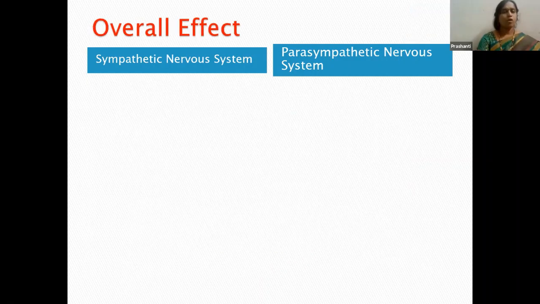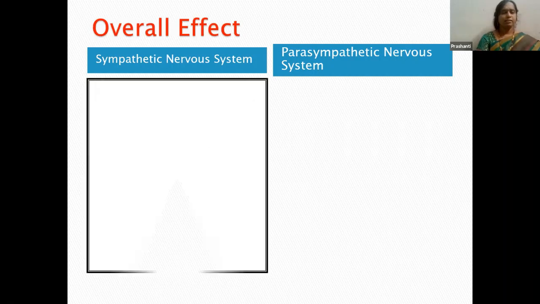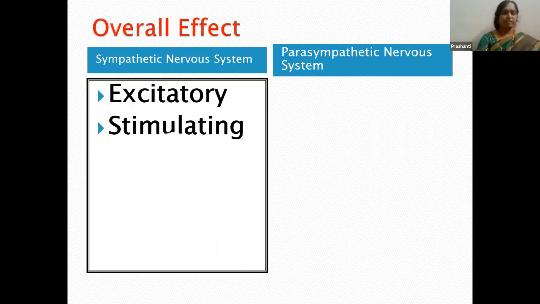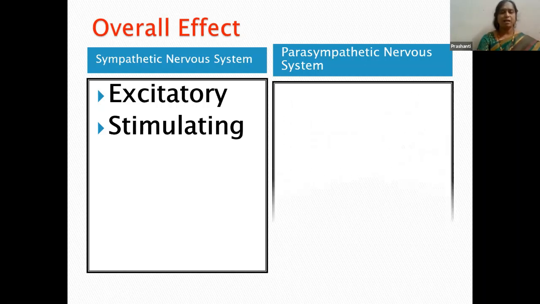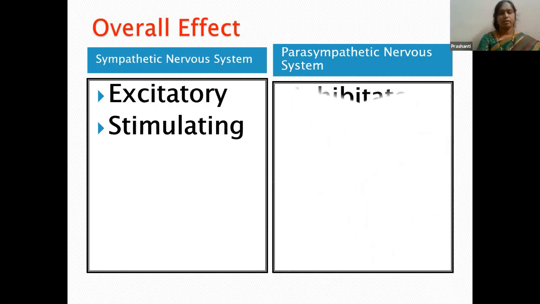When you see the overall effect of the sympathetic and parasympathetic, here it is excitatory and also stimulating. That is, under tension, this has been activated, children. So it acts like an accelerator in a car. When you take the parasympathetic nervous system, that is inhibitory, it will be acting like a brake in your car, that is, it slows down the body to keep in a rhythm.